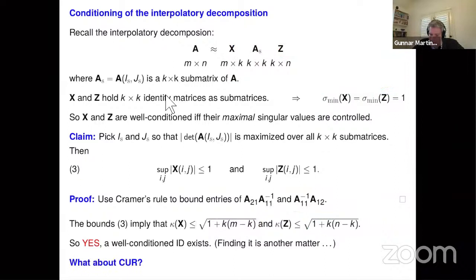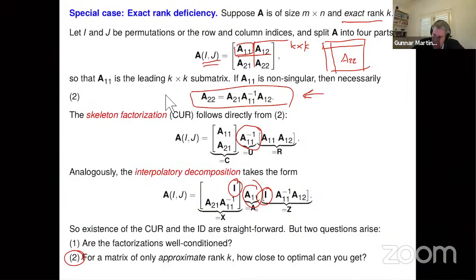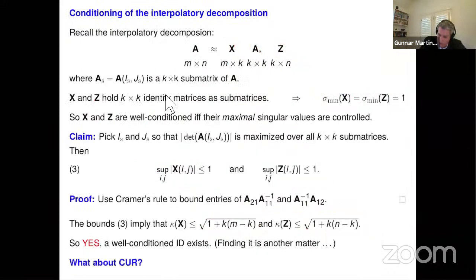The CUR decomposition is a little bit different, and it is typically not well conditioned. And the reason for that, if we go back, is that in the CUR decomposition, we have basically A11 inverse in the middle. And if you have a good factorization of this type, then the singular values of A11 should in some sense follow the top K singular values of A. And in almost all applications where you do low rank approximation, you have decay in the singular values, right? So the Kth singular value of A11 is typically quite small. So A11 inverse is inherently going to be ill-conditioned. There's going to be very large entries in there. So if you care about conditioning, then the interpolatory decomposition is generally preferable.